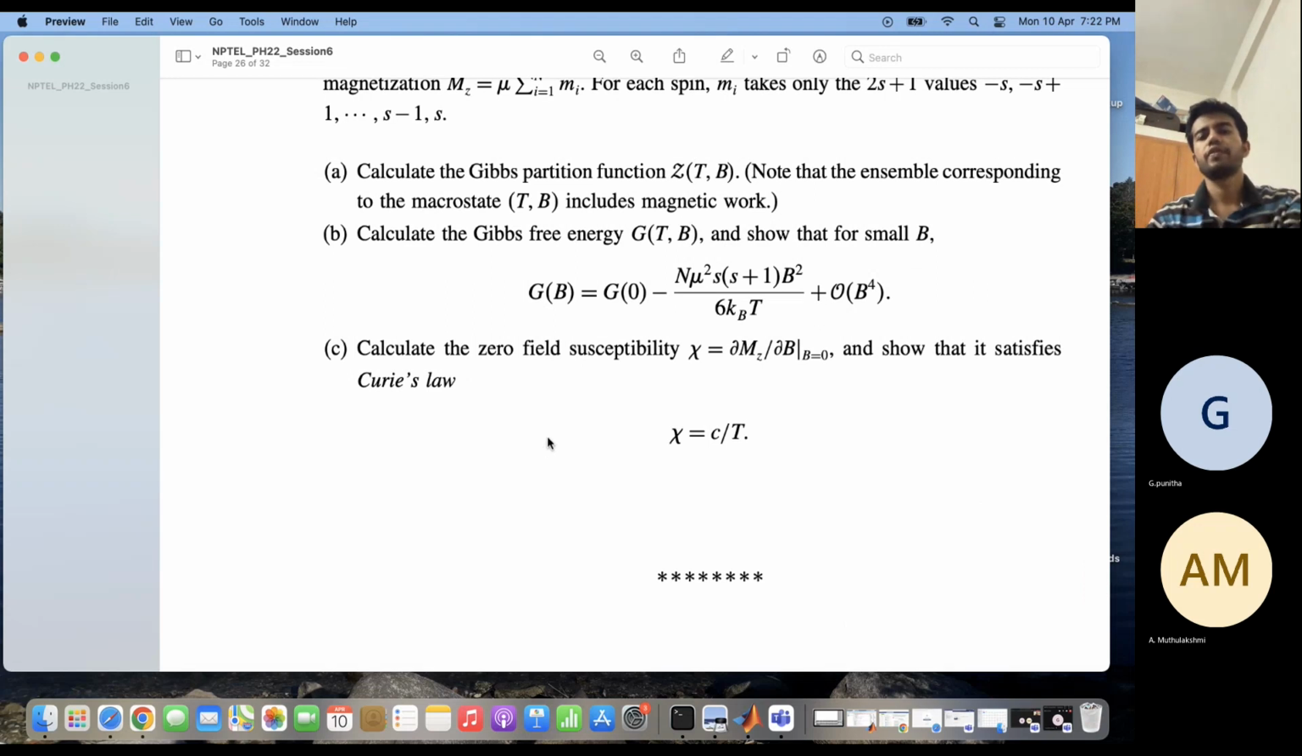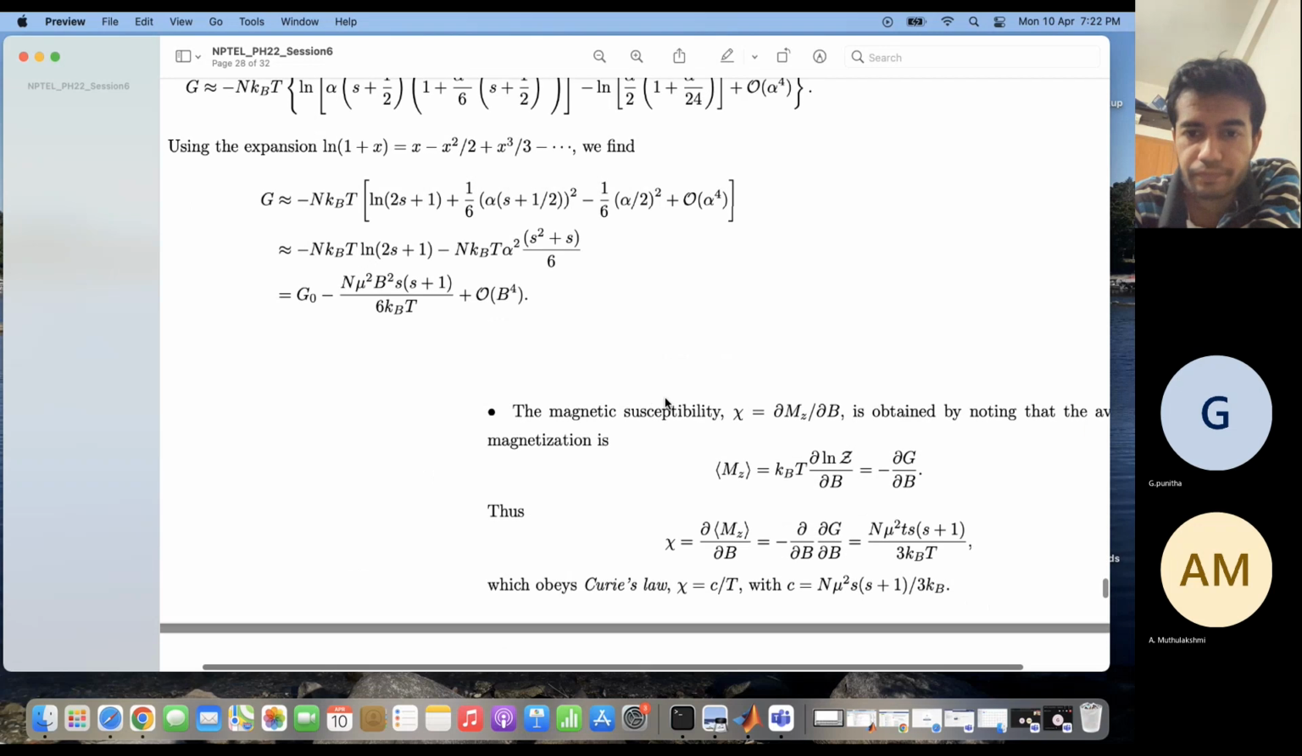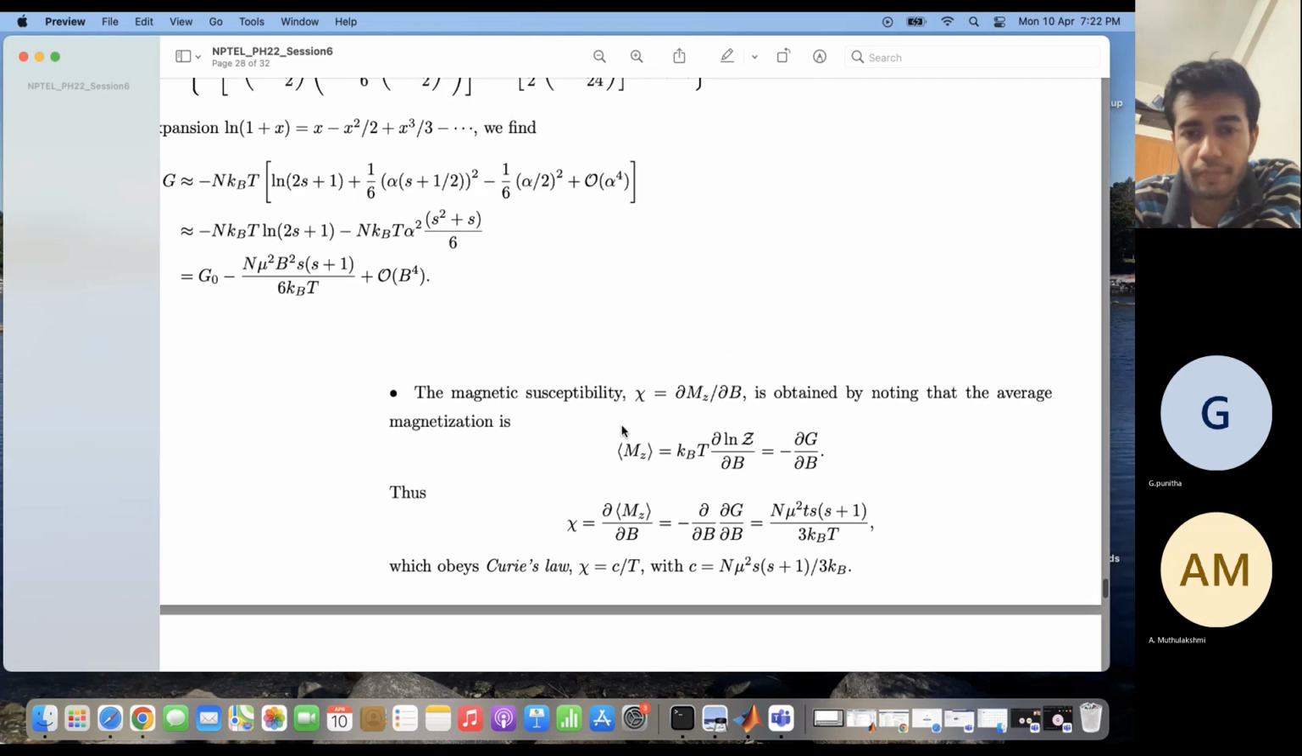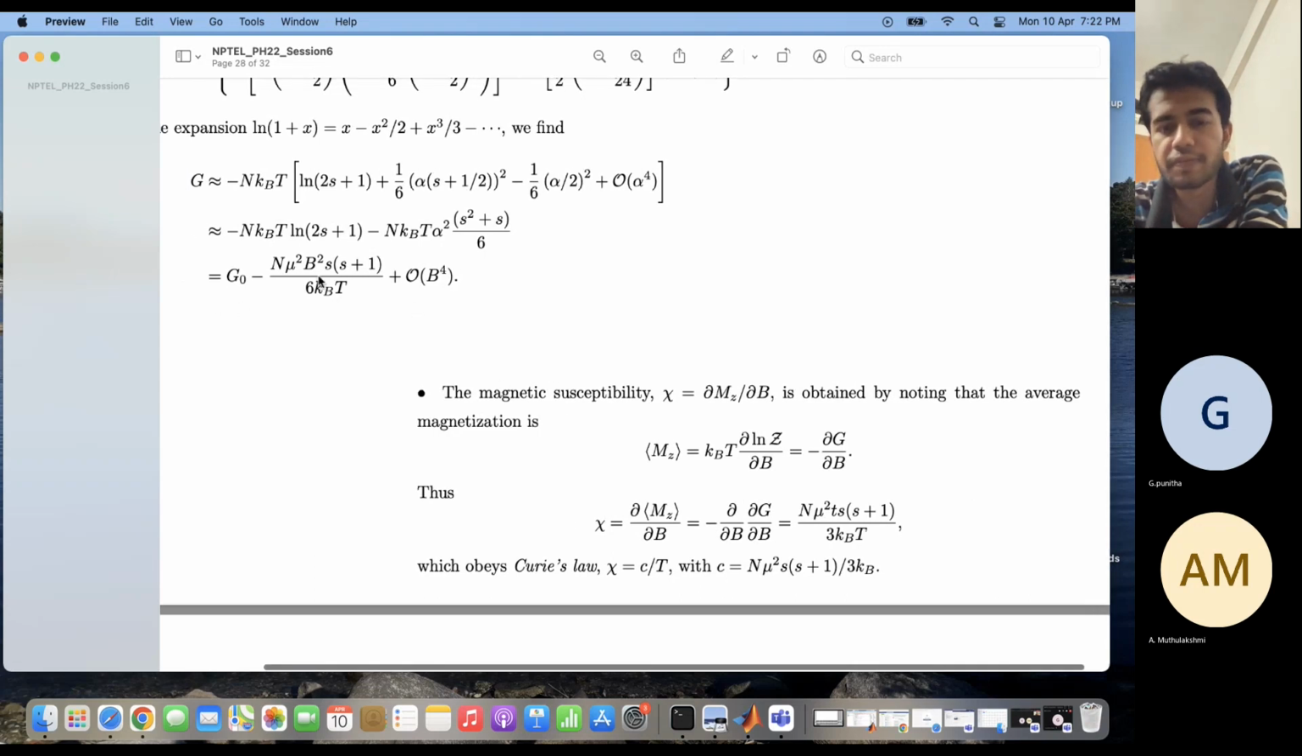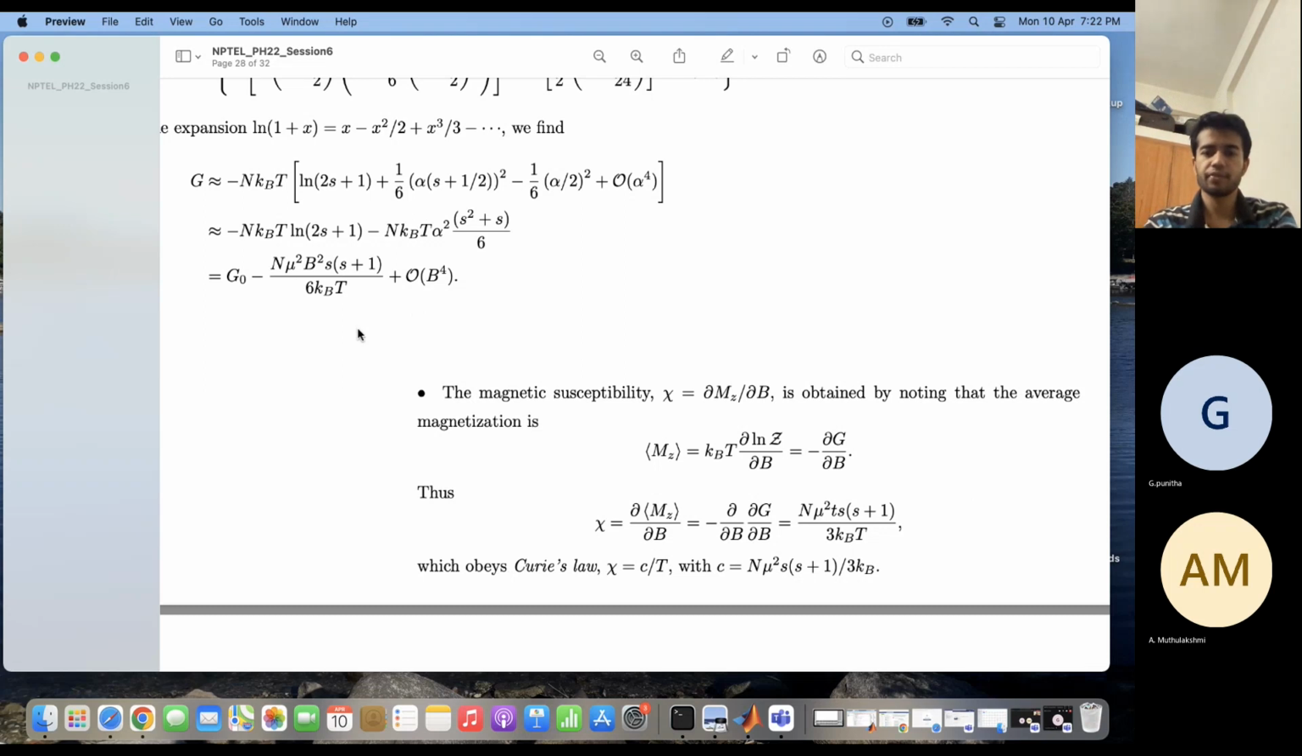Now I have to calculate the zero field susceptibility, that is chi equal to del mz by del b at b equal to 0, so that it satisfies the Curie law. The magnetic susceptibility chi equal to del m by del b is obtained by noting that the average magnetization is equal to kBT del ln Z by del b, which is equal to minus del G by del b. Therefore, chi is equal to del by del b of average mz, which is equal to minus del by del b of del G by del b. Since I'm finding the zero field susceptibility, I can take this form of the Gibbs free energy, which I had calculated in the limit of b going to 0.